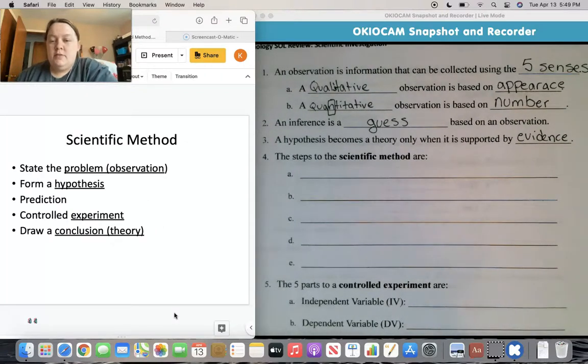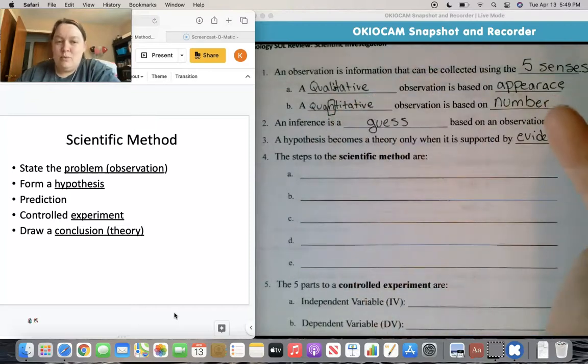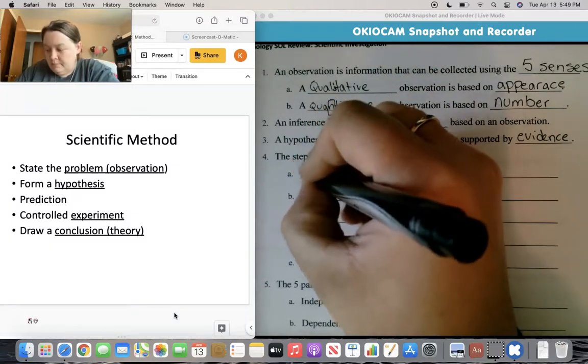Moving on to the scientific method. The scientific method has 5 general steps. As we go through, I'm going to give you some examples. So the first step could be stated in many ways. The first is to state the problem.